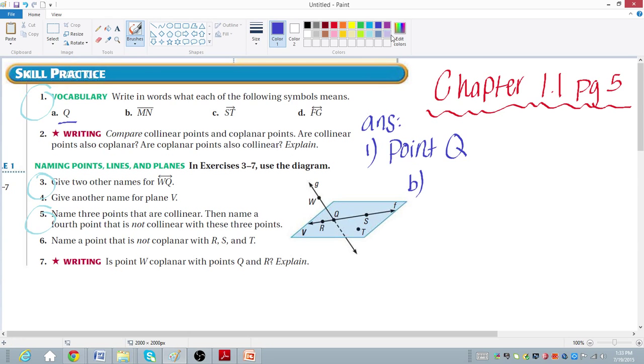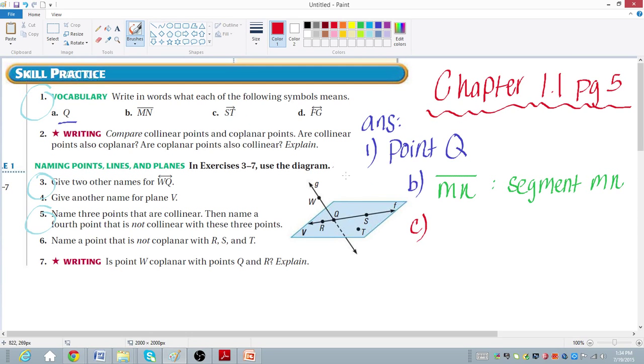Now part B. I'm gonna do a different color. It's M N and there's a line on top. If you don't have any arrows, this is the line segment. So you would call this segment MN. Segment MN.